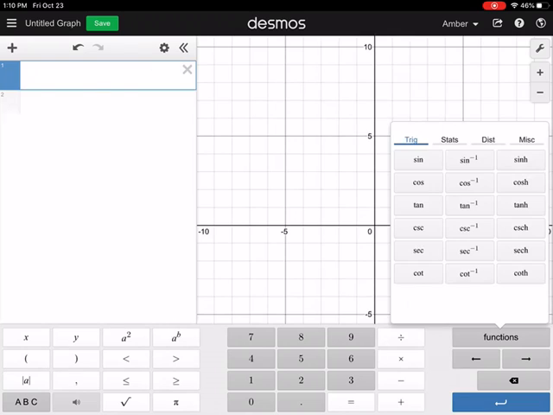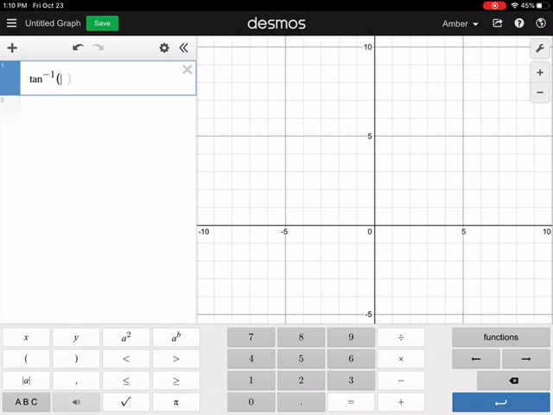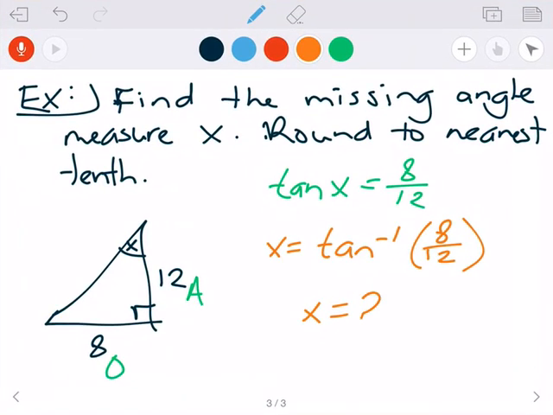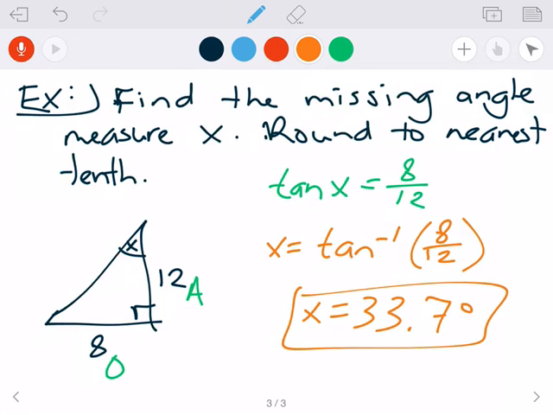So whatever we get when we type tangent inverse of 8 divided by 12 is going to be our final answer. So I can go to functions and find tangent inverse, and I can type 8 divided by 12, rounded to the nearest tenth. That would round to 33.7 degrees. So our final answer would be 33.7 degrees. And that is an overview of right triangle trigonometry.